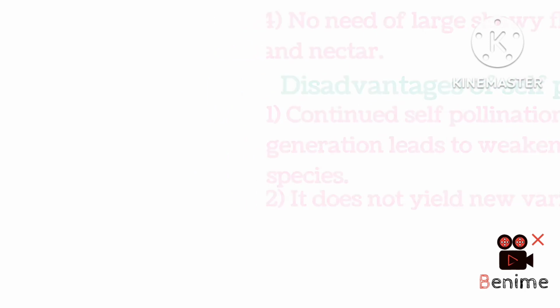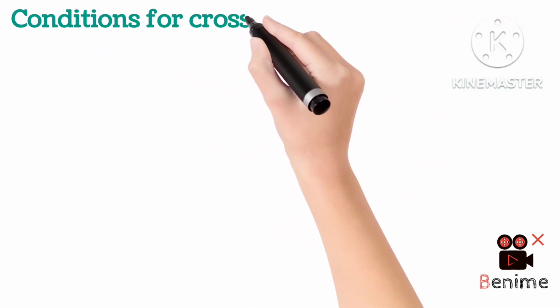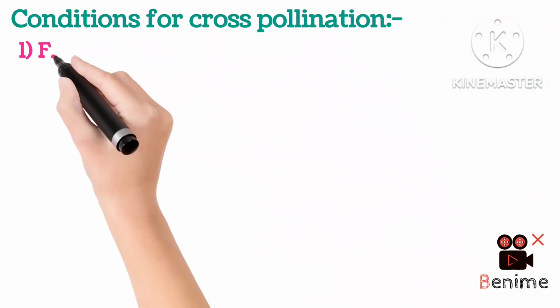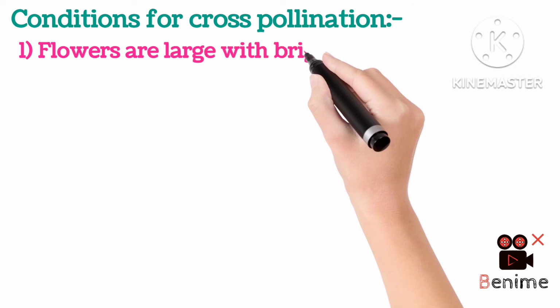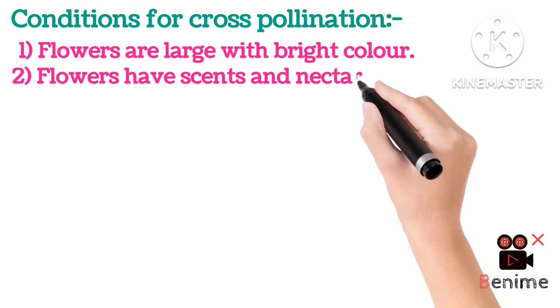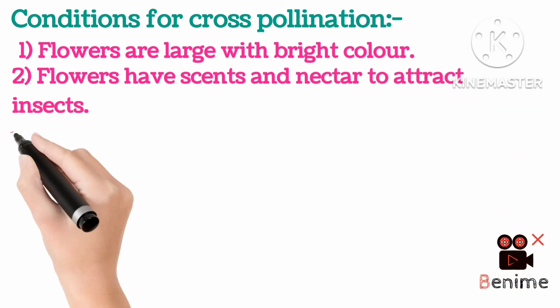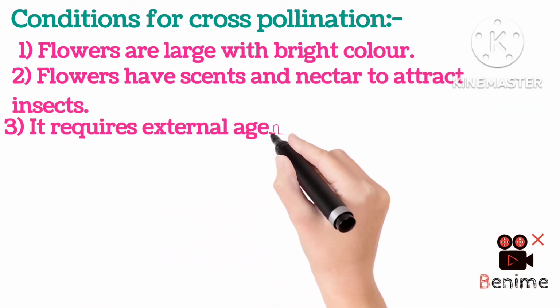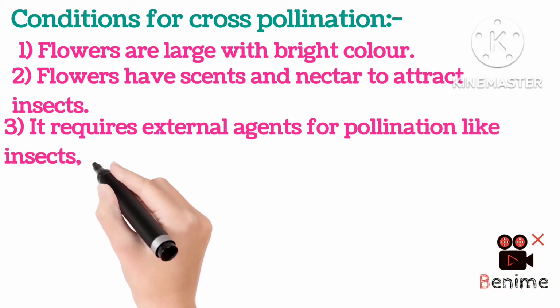Conditions for cross-pollination. Flowers are large with bright color. Flowers have scent and nectar to attract insects. It requires external agent for pollination like insects, wind, water, birds, etc.